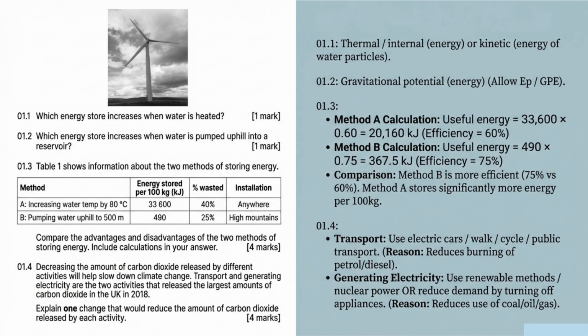Section 1.4 asks for ways to reduce carbon dioxide emissions, one for transport, one for generating electricity. For transport, the solution suggests using electric cars, walking, cycling, or public transport. But you have to give the reason. The reason is that it reduces the burning of petrol or diesel. And for generating electricity, you suggest renewable methods, nuclear power, or even just reducing demand by turning off appliances. The reason there is that it reduces the use of coal, oil, or gas.